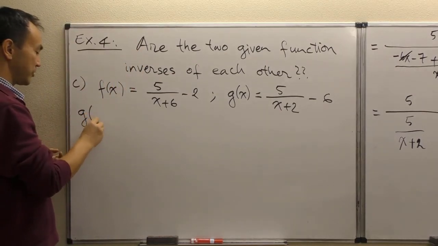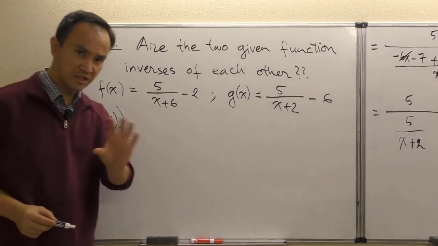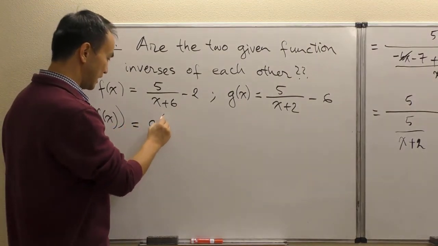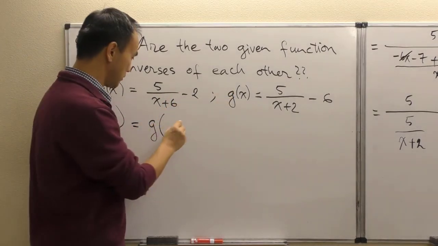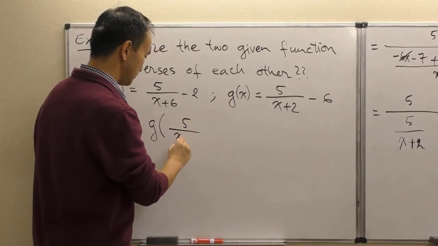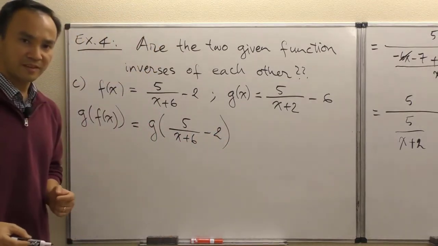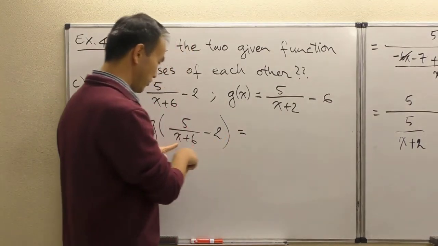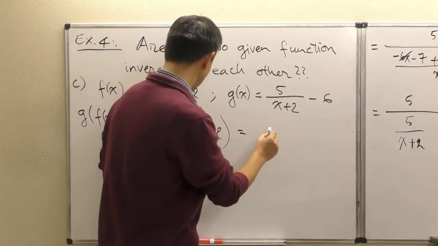I'm going to start out with g of f of x. I'm putting f inside of g. That means here I'm looking at g of f, with this rule: 5 over x plus 6, all minus 2. So 5 over x plus 6 minus 2. And just like the previous step, it's better if we bring these two terms into one fraction.